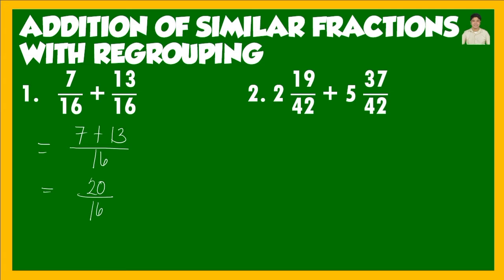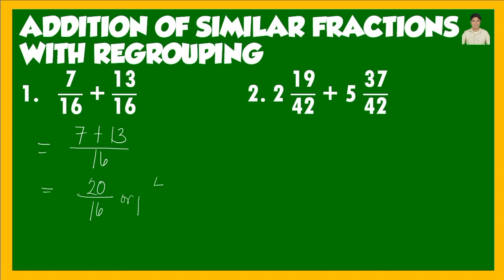So 20 over 16 is an improper fraction. Kasi mas mataas yung value ng numerator kesa sa denominator. So, kailangan po natin i-divide ngayon yung 20 sa 16. Okay, so how many 16s are there in 20? We only have 1. And then, ilan yung remainder?